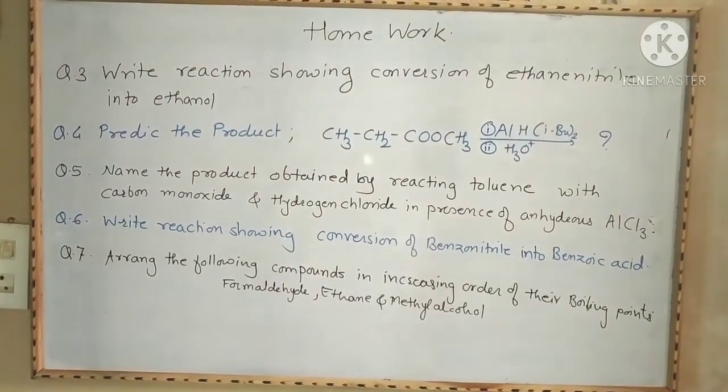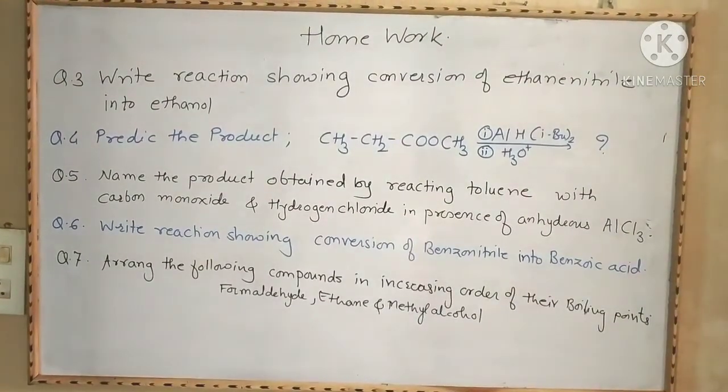Question number 3. Write the reaction showing conversion of ethane nitrile into ethanol. Question number 4. Predict the product. Question number 5. Name the product obtained by reacting toluene with carbon monoxide and hydrogen chloride in the presence of anhydrous aluminum chloride. Question number 6. Write the reaction showing conversion of benzonitrile into benzoic acid. Question number 7. Arrange the following compounds in increasing order of their boiling points: formaldehyde, ethane and methyl alcohol.